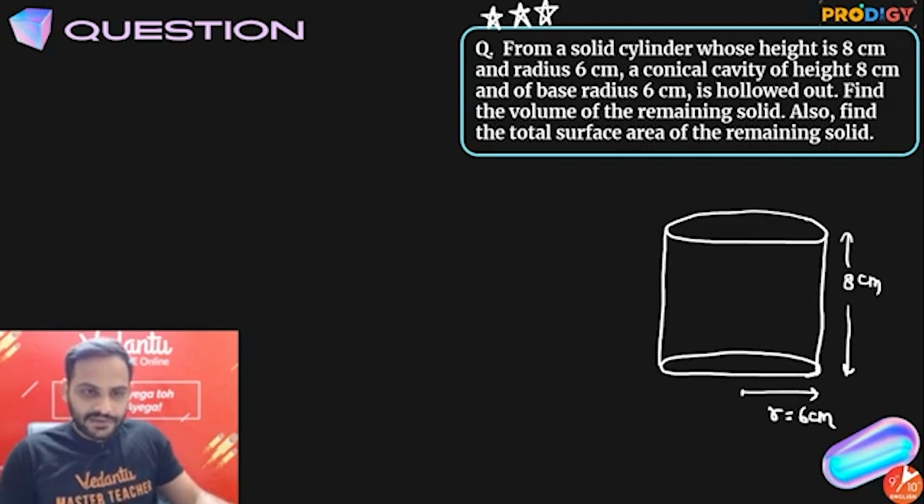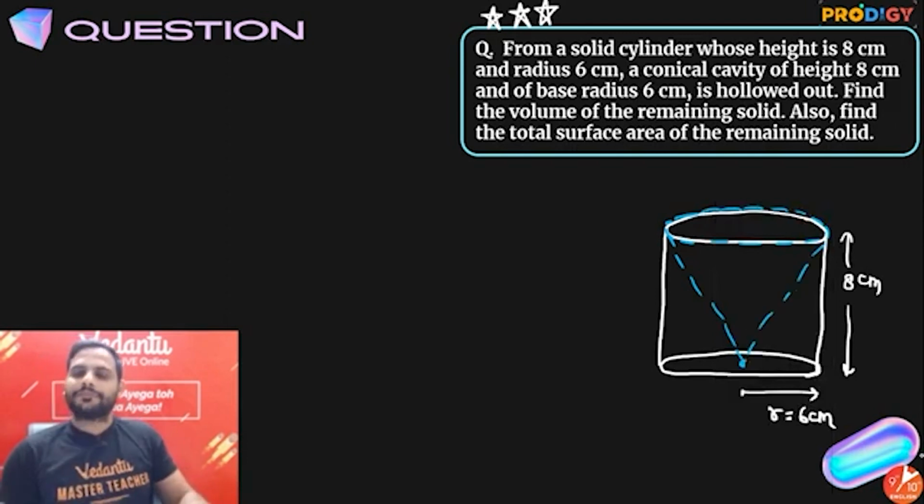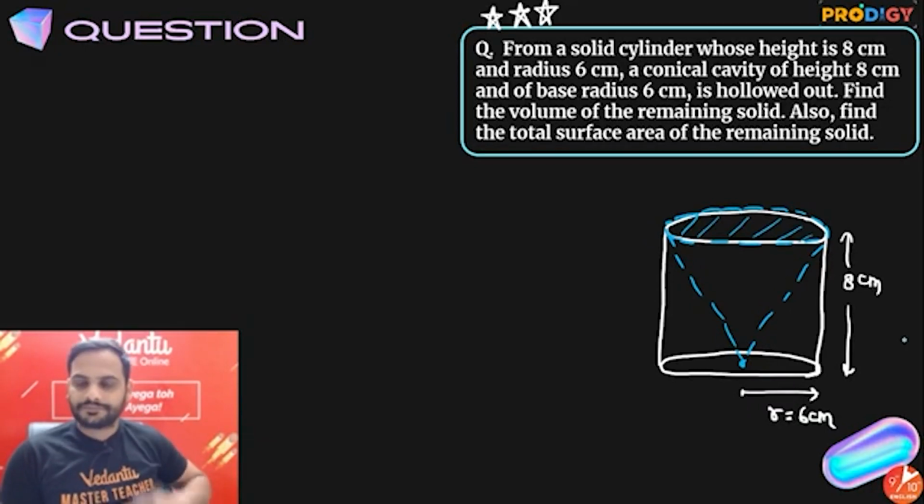So that means, beta, if you look at the conical cavity, how is it going to look? Let's say this is the base of the cone at the top, and the cone's height is 8 centimeter. The vertex of the cone will be touching the base of the cylinder as well, like this. So this you have cut out. This cone has been taken out.